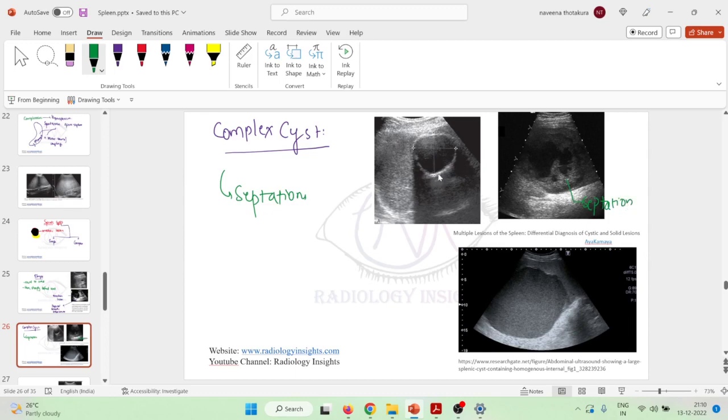This whitish or hyperechoic lesion which you see is the wall around this cyst. This is a cyst lined by this hyperechoic wall, and this part is more hyperechoic. This is actually a calcification, which is seen in complex cysts. In complex cysts you can also see the thickened wall, and sometimes they might have a completely solid component. So complex cysts can contain septations, thickened wall, calcifications, and a solid component also.